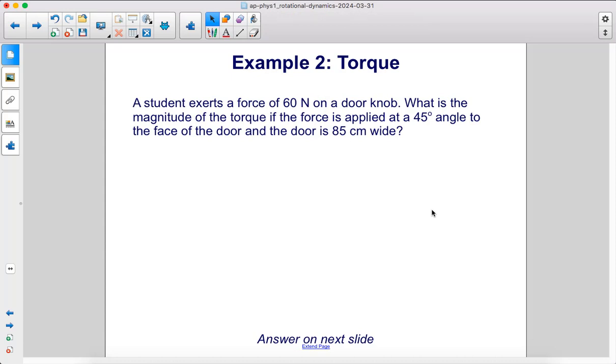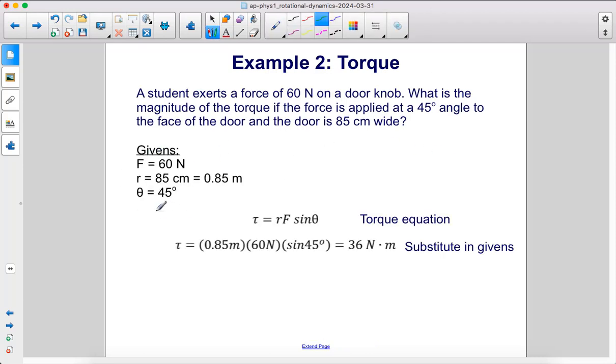Example 2. A student exerts a force of 60 newtons on a doorknob. What is the magnitude of the torque if the force is applied at a 45-degree angle to the face of the door and the door is 85 centimeters wide? Just like before, we have our givens. Instead of 90 degrees, we now have 45 degrees, and therefore our answer is 36 newton meters. Before, it was 51, but by simply pushing at a 45-degree angle instead of perpendicularly, we have lost some of our torque due to that force.